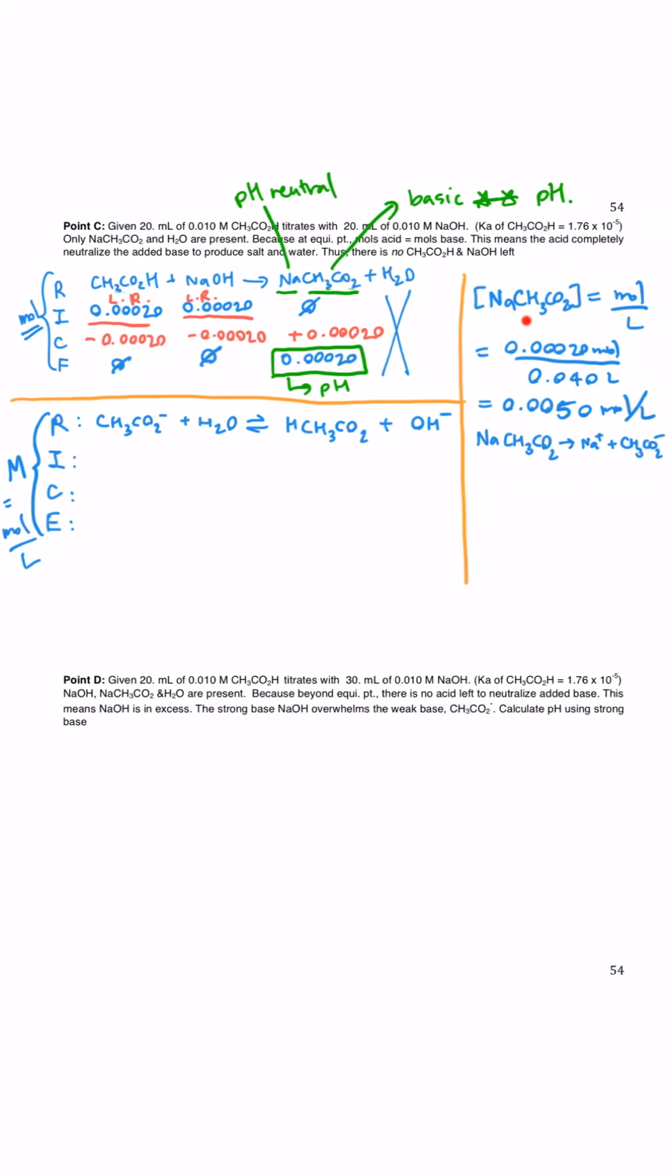And the salt, sodium acetate, is a strong electrolyte, which means that it's going to dissociate completely, which means that the concentration of the strong electrolyte sodium acetate would then equal the concentration of the acetate ion. Next, plug in the concentration of the acetate ion into the RICE table.